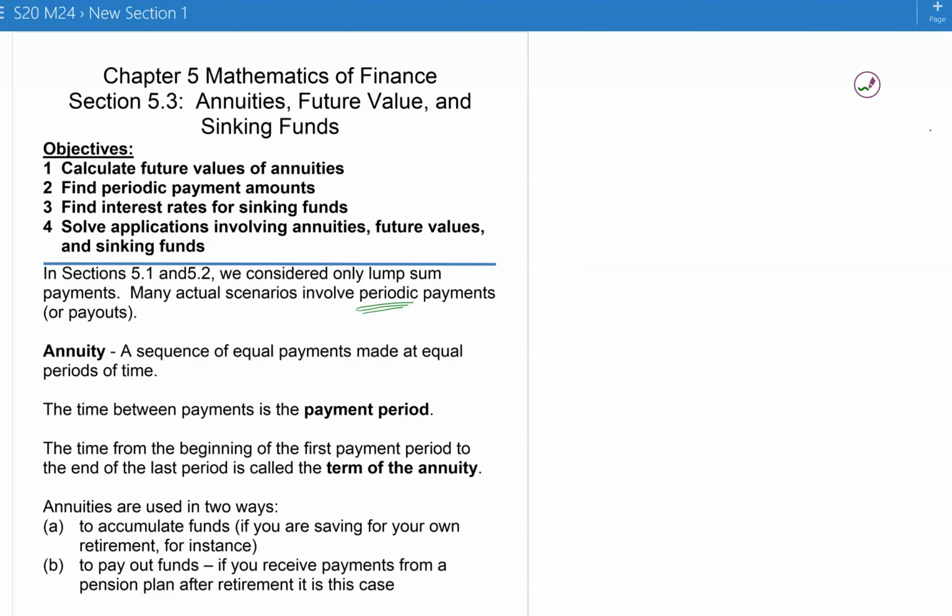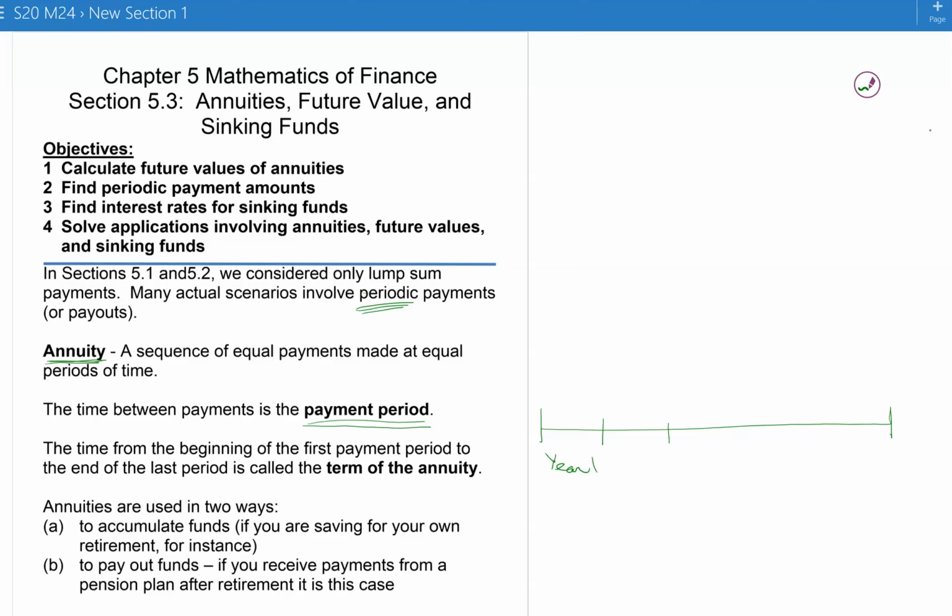and in 5.4, it will be money being paid out of an account. So an annuity is just a sequence of equal payments made at equal periods of time, and the time between the payments is called the payment period. That's often annual or semi-annual or quarterly or monthly, just as the interest compounding formulas were. The time from the beginning of the first payment period to the end of the last period is called the term of the annuity.